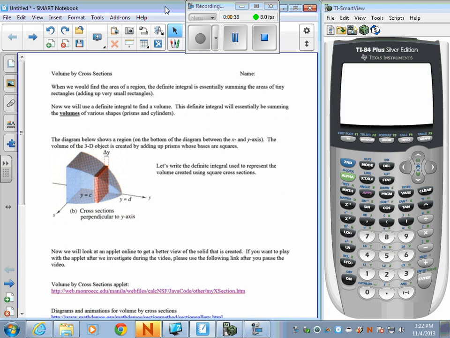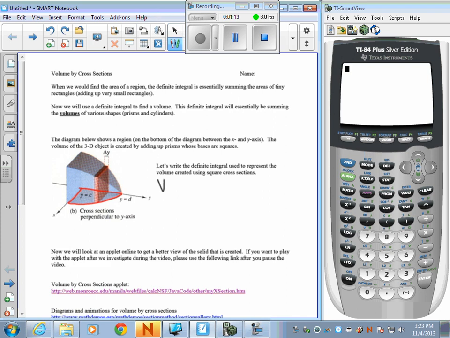So the diagram below has a region. The region's kind of hard to see. This is our region right here, and it is in the XY coordinate plane. And then a solid is formed by creating square prisms and adding them all up. There's one square prism drawn in there. So let's talk about how we would find the volume of a square prism.